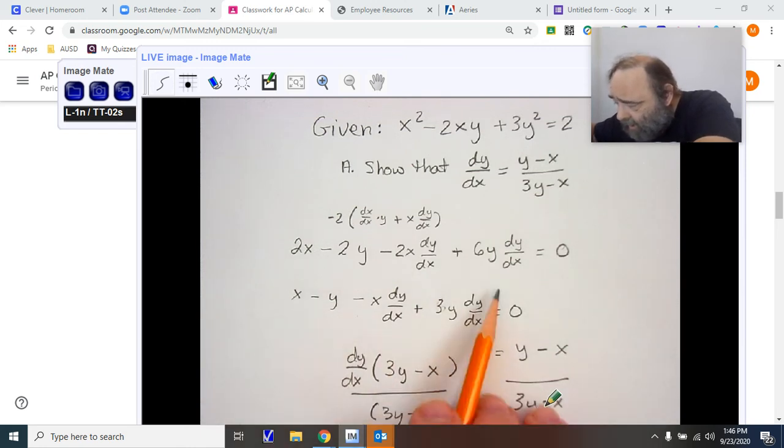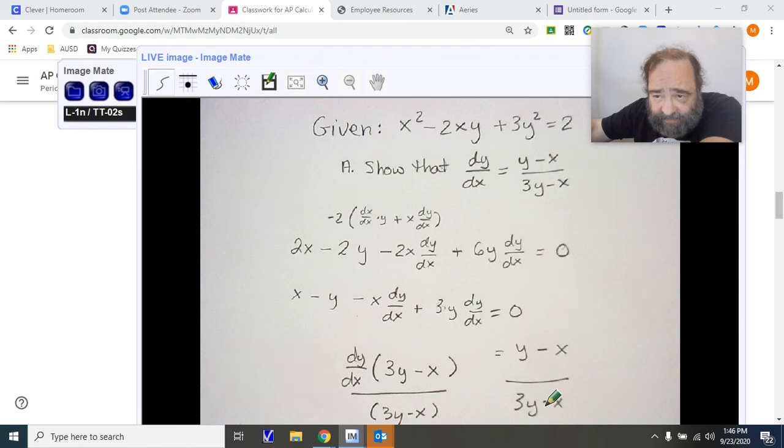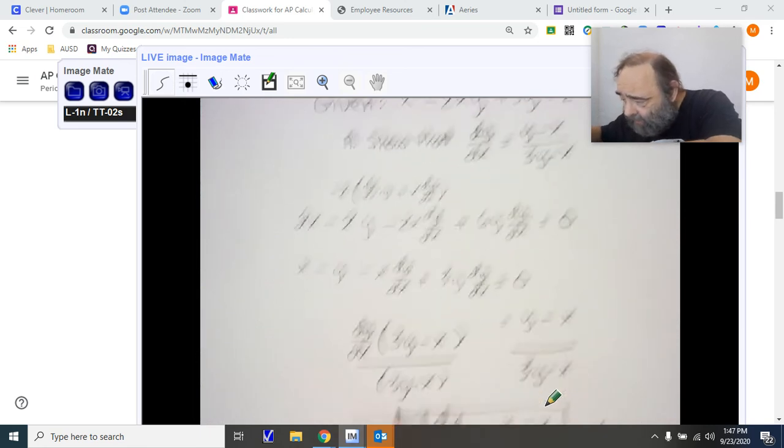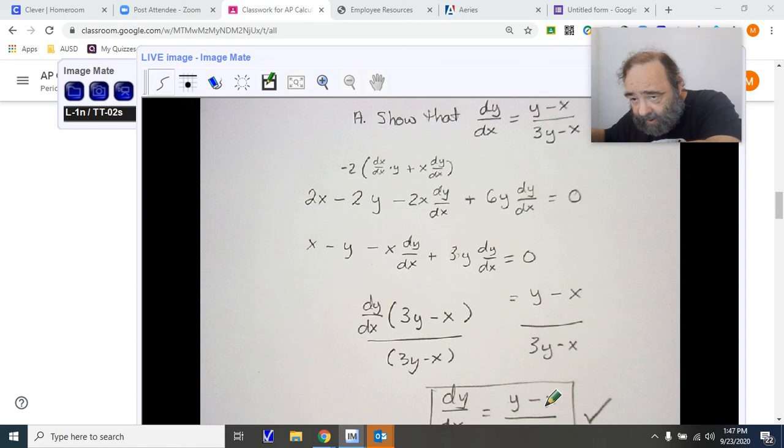We get rid of a common GCF. It can be any factor that is common. Please do not get rid of x's. That's important. So if they had an x that was in common to all terms, keep it. We're talking about integers, okay? Remove integers if you can. Then move the non-dy dx's to the other side, factor out dy dx, divide, and simplify.